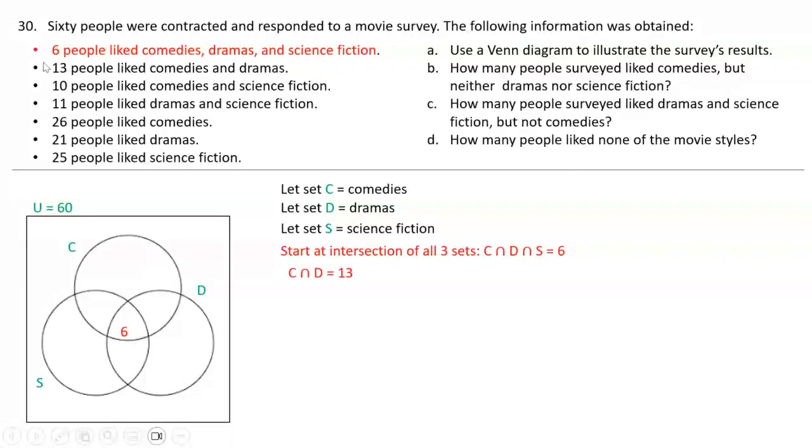Then you're going to go to the second here where it says 13 people like comedies and dramas. So we're looking for where set C and set D intersect. Again, this is set C, and this is set D. So where they intersect will be this section here. Since we already have 6, this section here has to be 7, because 6 plus 7 will give you the 13.